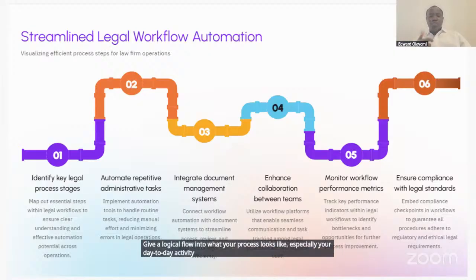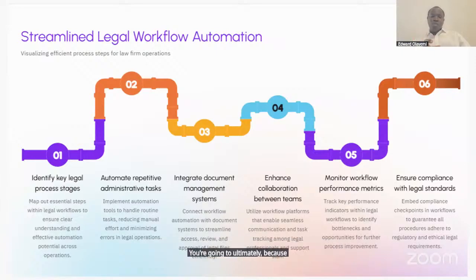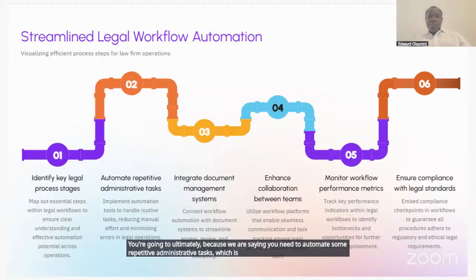And those you see that are repetitive, that's what you're going to automate, because we are saying you need to automate repetitive administrative tasks, which means implementing automation to handle routine tasks, things that you keep doing over and over again, like your normal flow. You can automate it, and at the comfort of your house, you are just getting your review document.